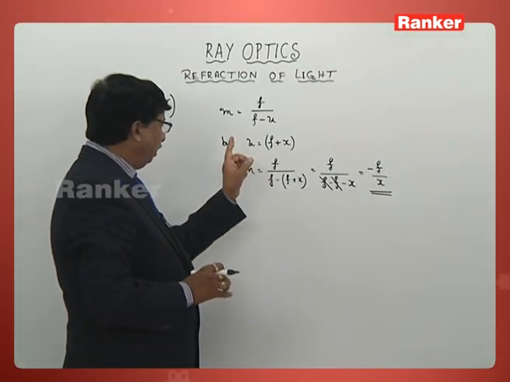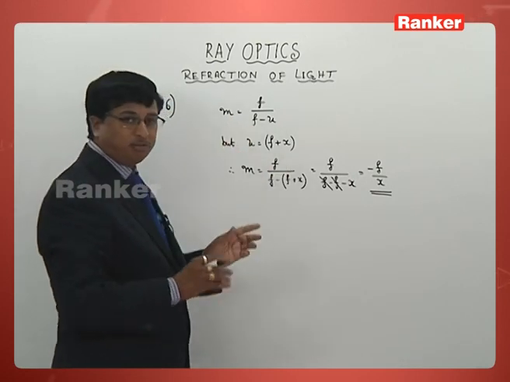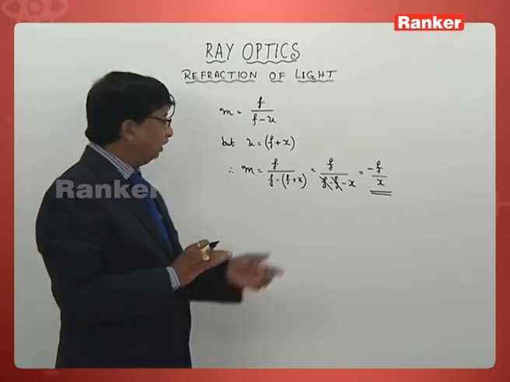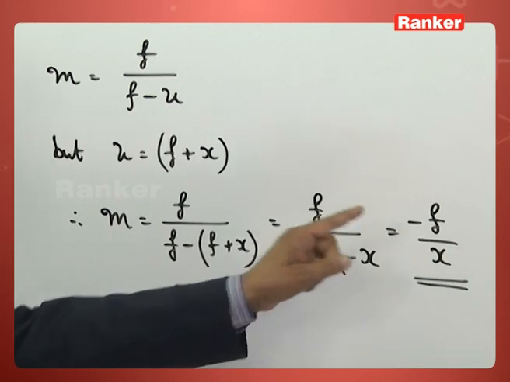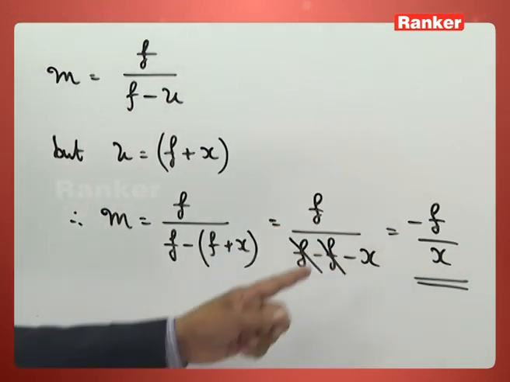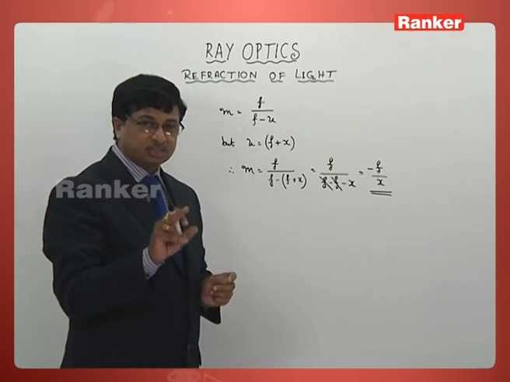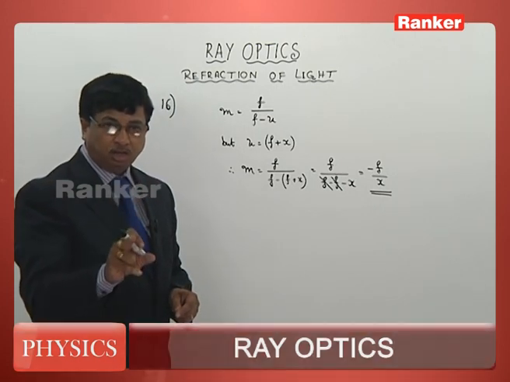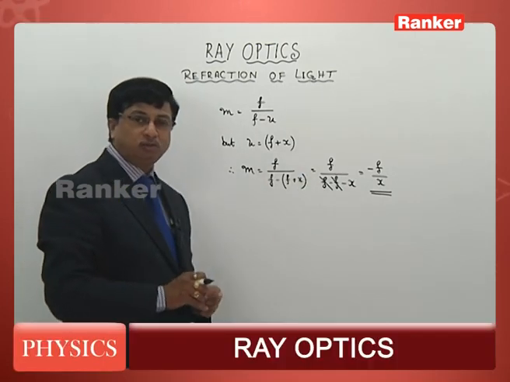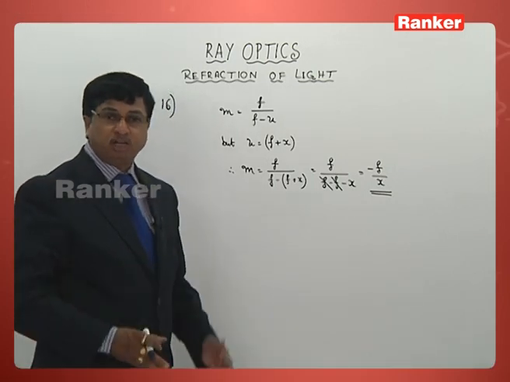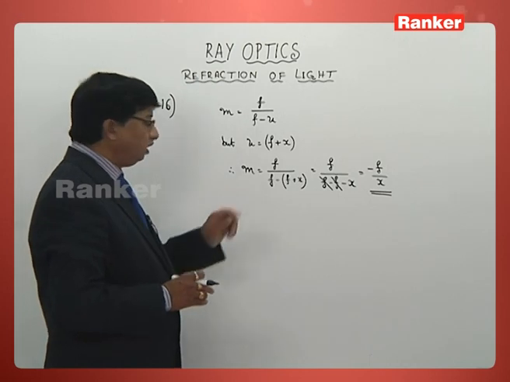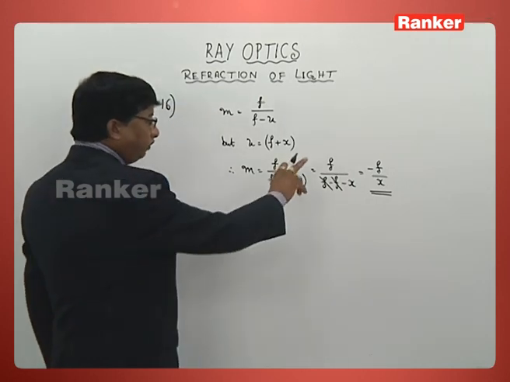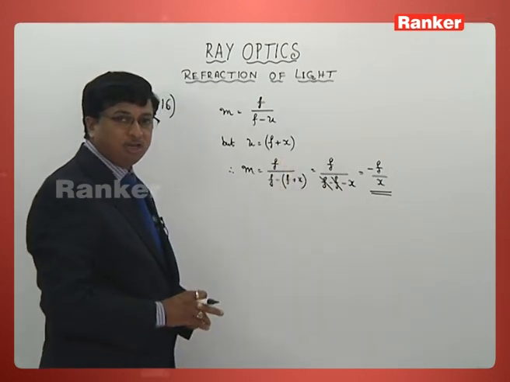So what exactly is the ratio he is asking? The ratio of the real image size to the size of the object. That is nothing other than magnification. I just have f by x with a negative sign. As far as magnification is concerned, you all know well, when the image formed is real, magnification will be written with a negative sign. When the image formed is virtual, then we can write the magnification with a positive sign. So in this particular case, that negative sign indicates that the image formed is real.